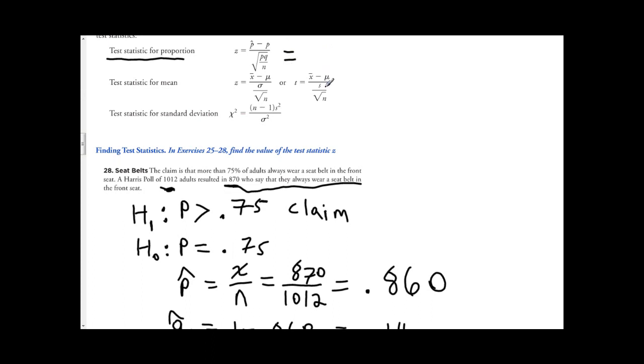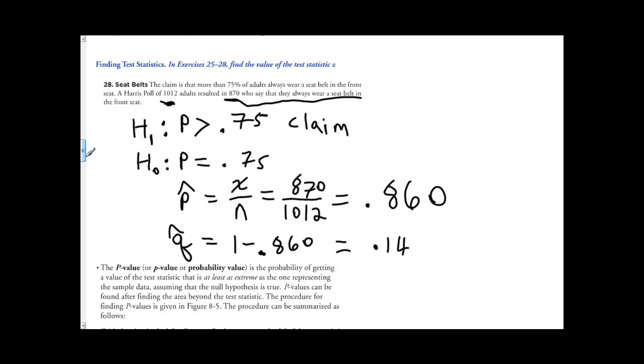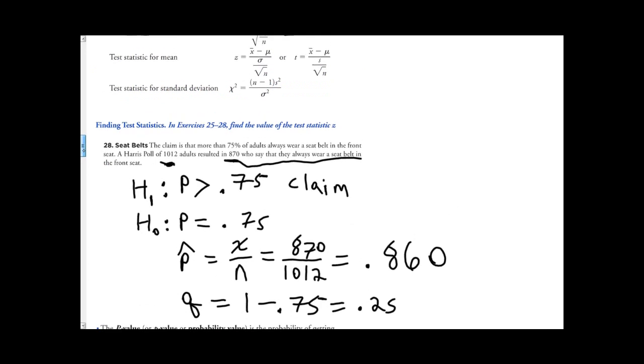So for a test for proportions, the test statistic is p hat minus p over the square root of p times q over n. We don't actually need q hat, we need q. So let's go ahead and calculate q. q is 1 minus p, so q is equal to 1 minus 0.75, which is 0.25. So now we're going to calculate the test statistic.